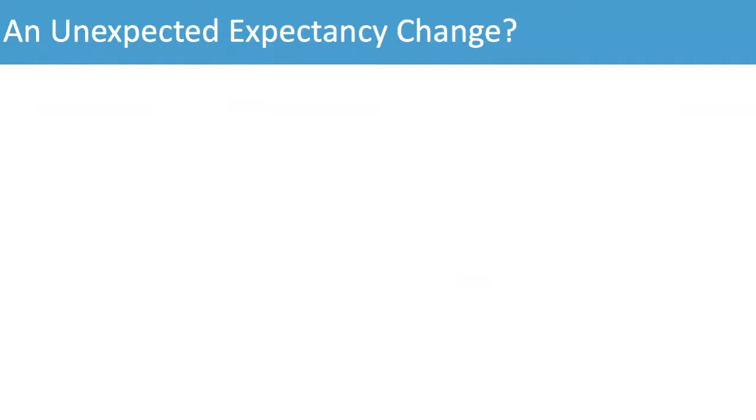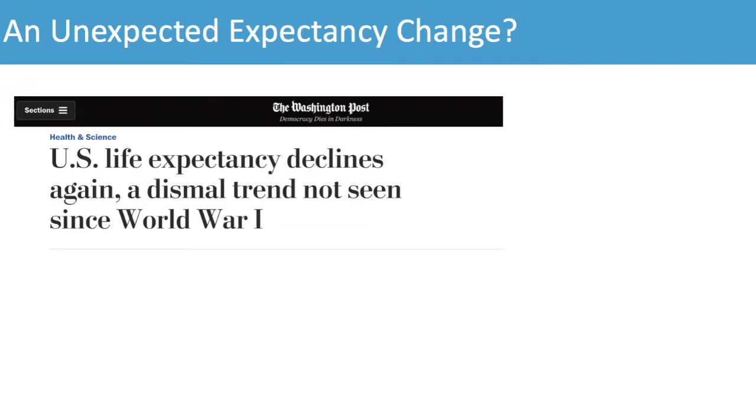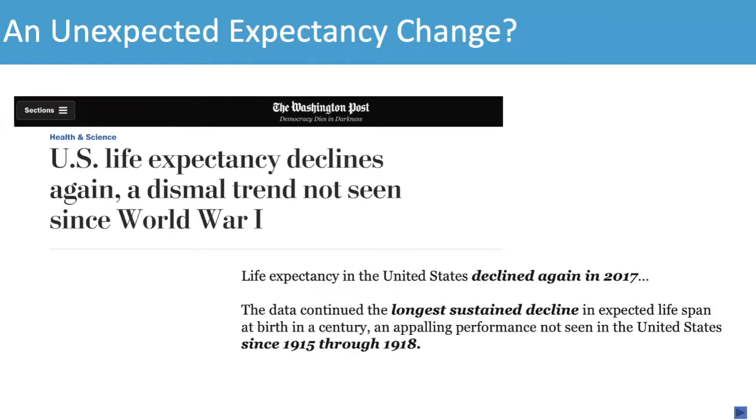Another data set that I found in the news was about life expectancy. There was a headline, you can see here, US life expectancy declines again, a dismal trend not seen since World War I. That's an interesting comparison, but does that mean recent trends are really a signal? Here's a little text from that article. It says life expectancy declined again. This has been the longest sustained decline in a century, an appalling performance not seen in the United States since 1915 through 1918. And that was a combination of influenza and World War I.